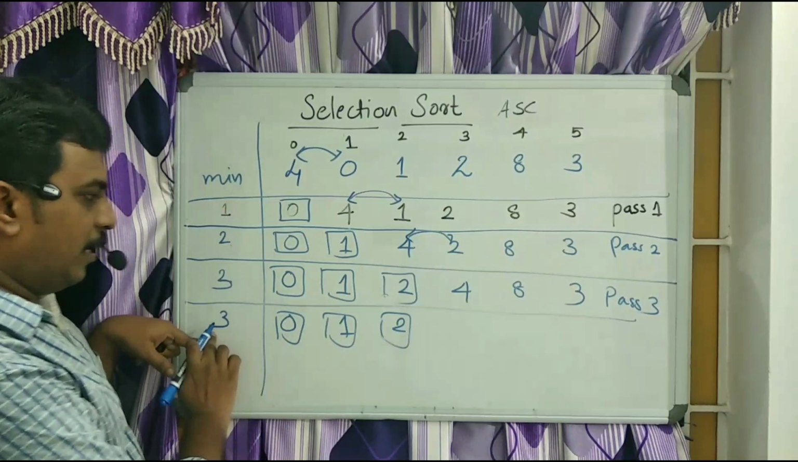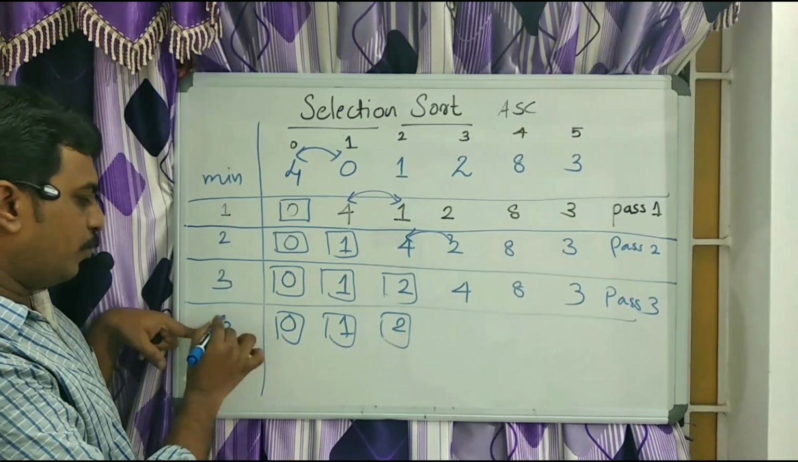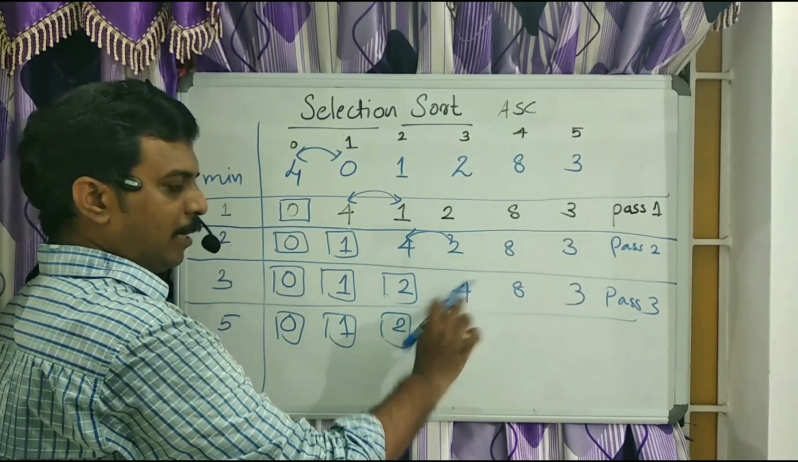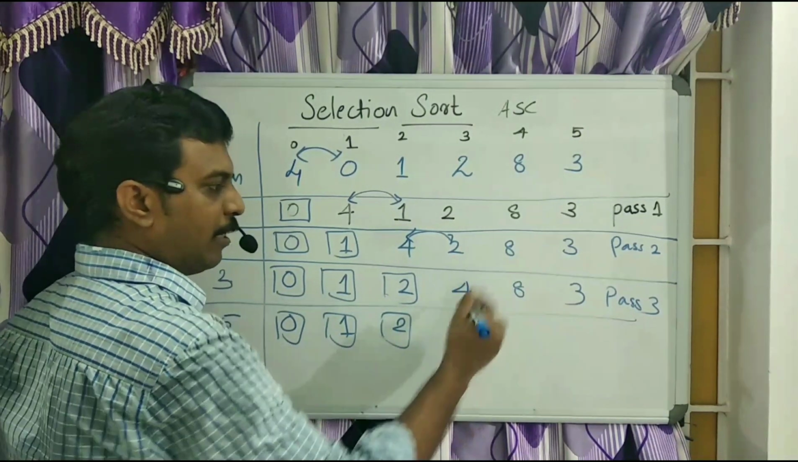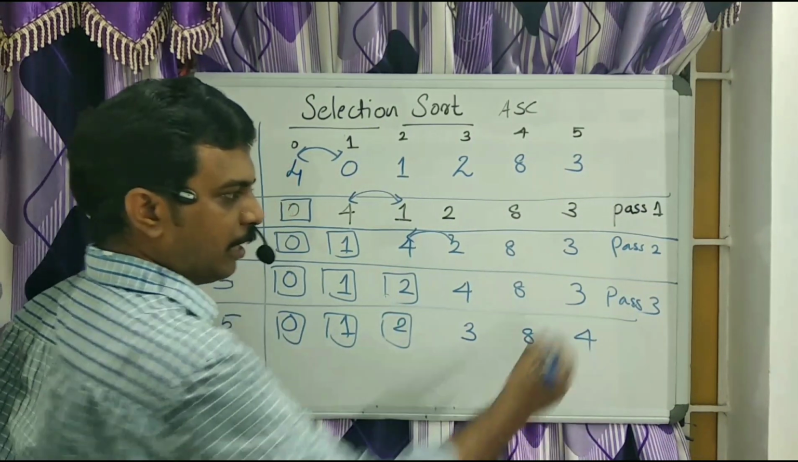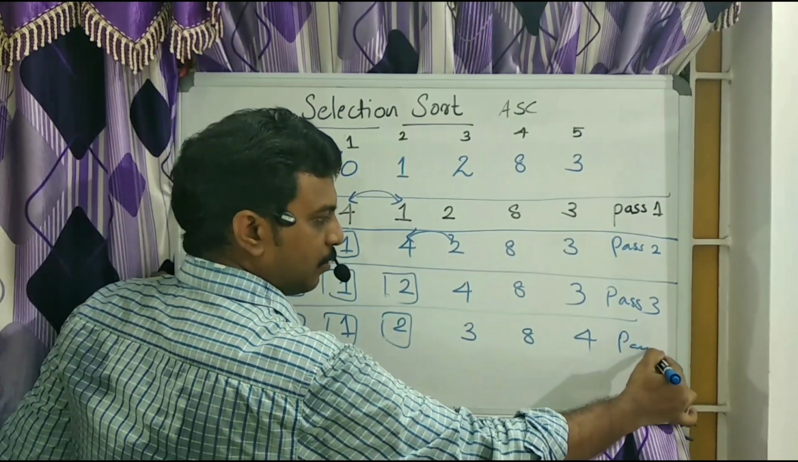So now what is the value of the index? This 3 will be changed to 5. Then I will exchange this fifth element with the fourth element. This 3 and 4 will get exchanged. Now 3 will come here, and 8 and 4 will come after it. Now this is pass 4.